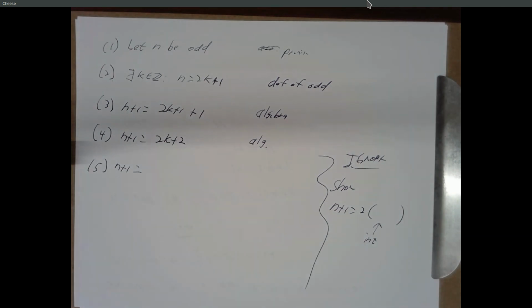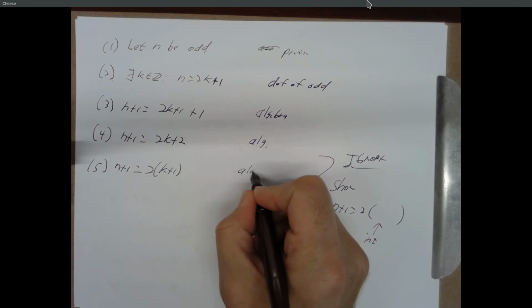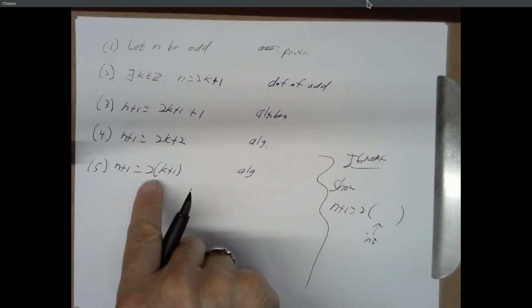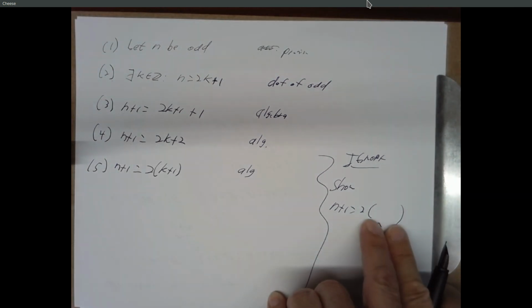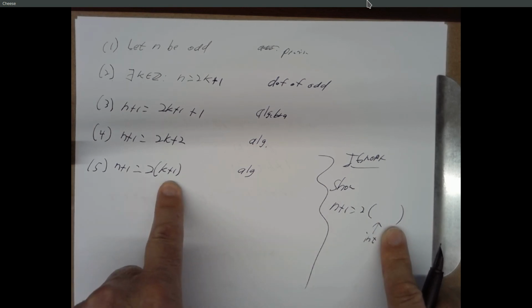What can I do here? This is where the magic happens. Remember what I'm after. 2 parentheses, k plus 1. There we go. Let's factor out a 2. More algebra. Now I've written n plus 1 in the form of 2 times an integer. I made a note to myself, that's what I'm after. Why am I after that? How do I get from there to my QED? To show that this is even, I have to show that it's 2 times something which is an integer.